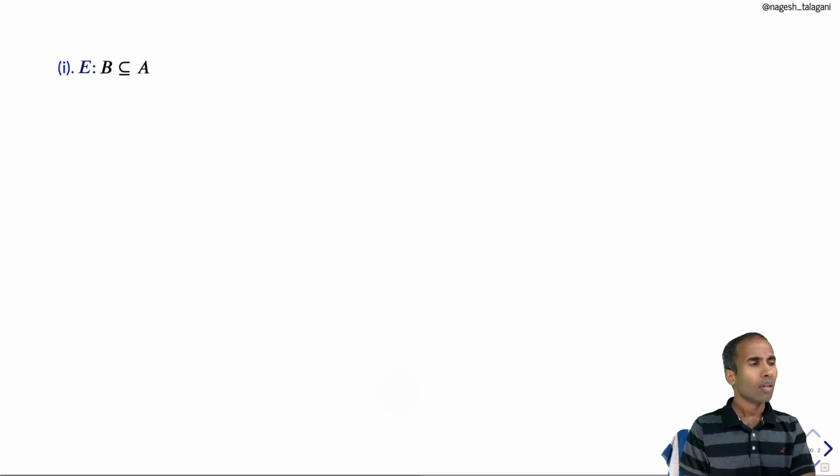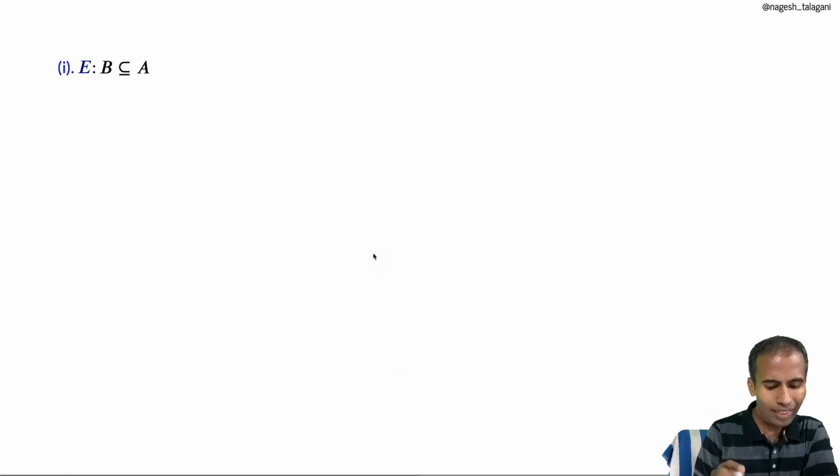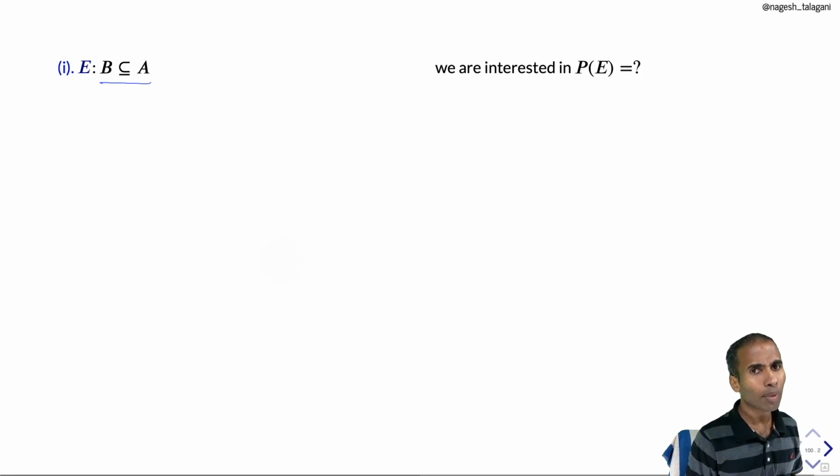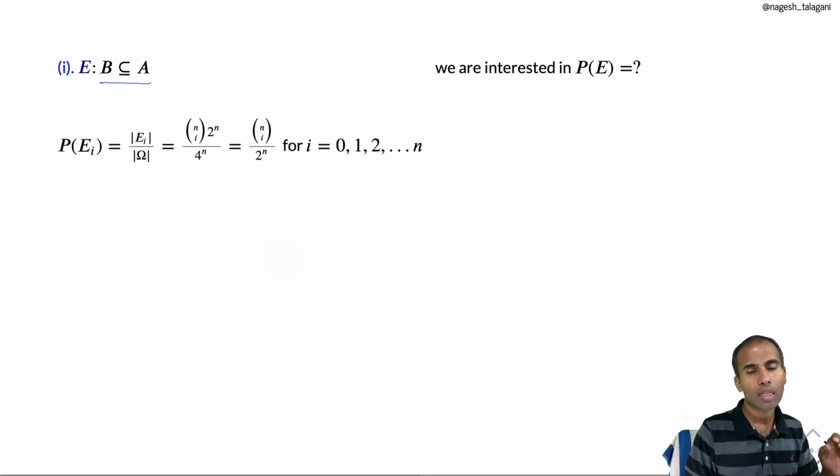Now, first one, let E denote the event that B is a subset of A. We are interested in the probability of E, right? Okay. Now first let us look at the probability of Ei. Here we are picking elements of the power set of S at random, so we can assume outcomes are equally likely. So we can use the classical definition to compute probabilities of events, right?